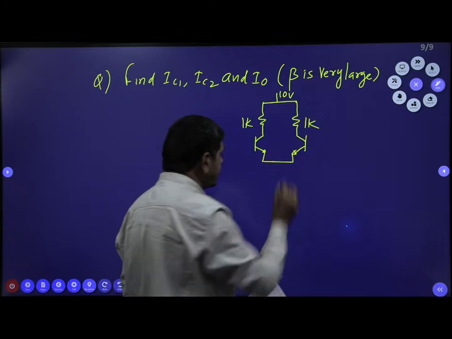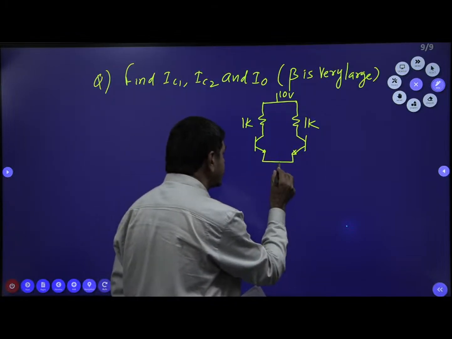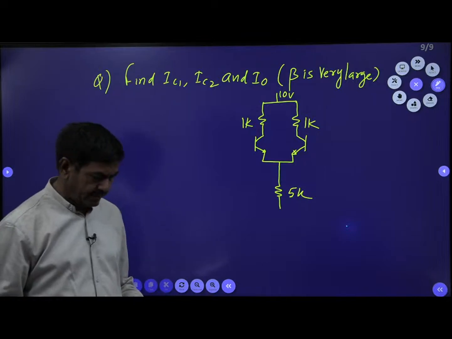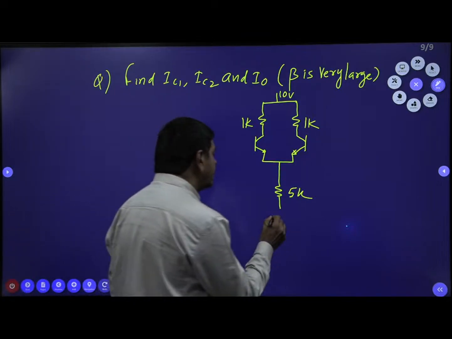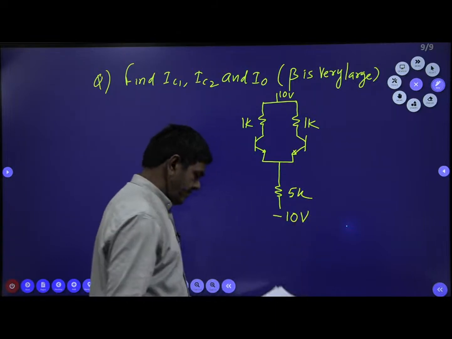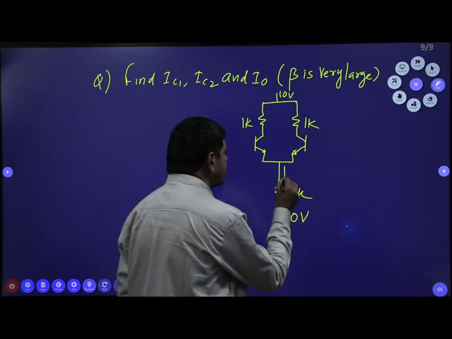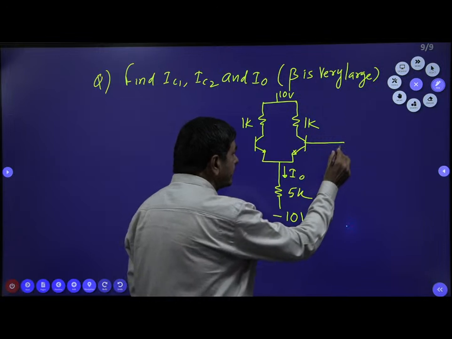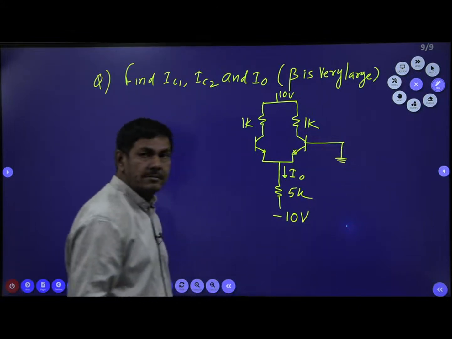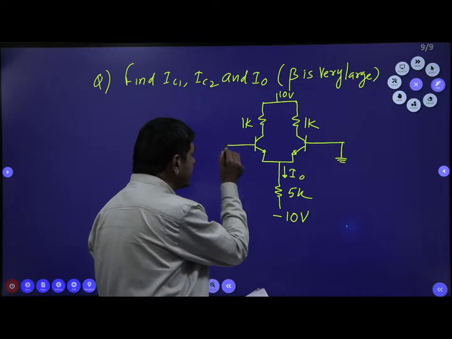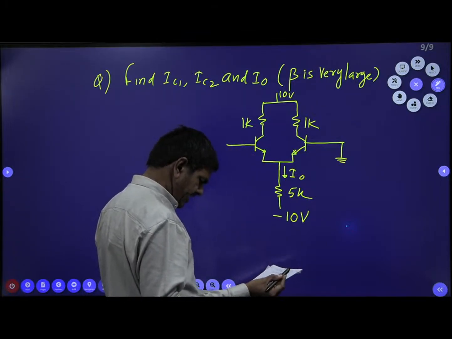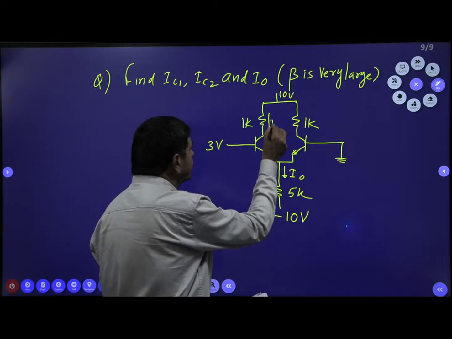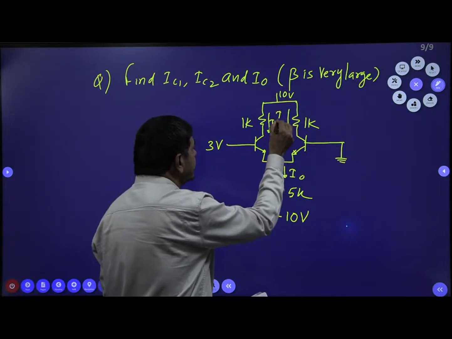These two are connected to one emitter resistance. This is 5K. It is connected here. This voltage is given as minus 10 volts. This current is given as I0. And this base is connected to the ground. And this other base is connected to 3 volts. It is connected here now. This current is given as IC1. This current is given as IC2.